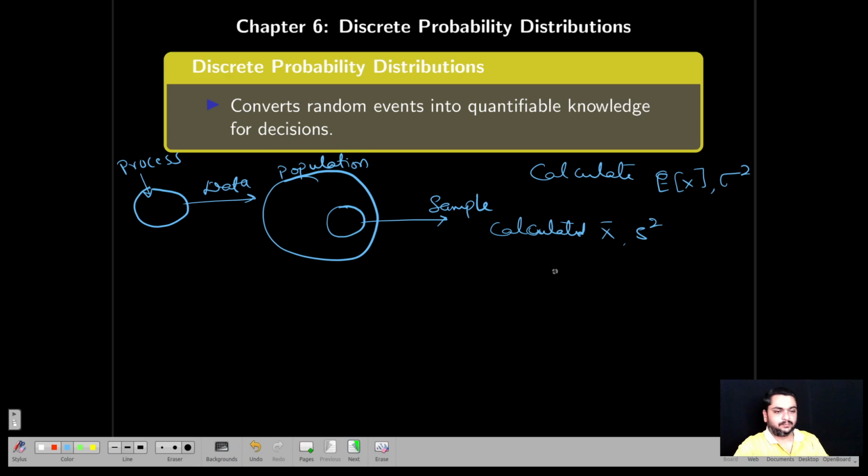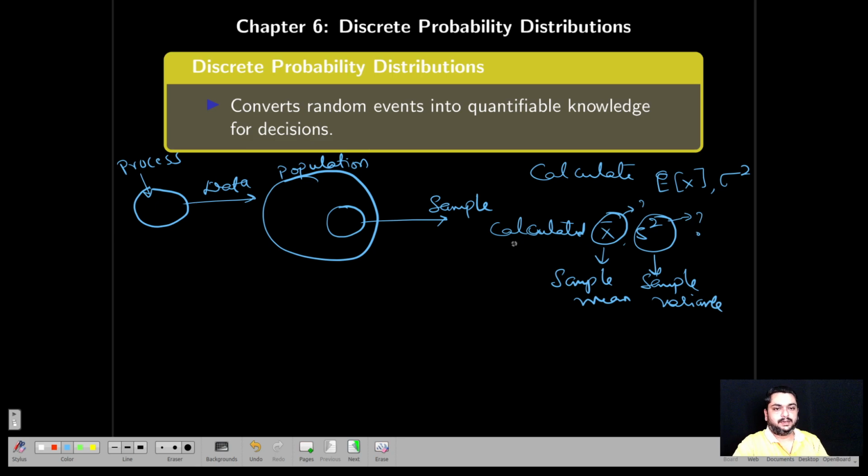Right? Then the entire probability concept measures how good this is. That is what you understood in the second chapter. Now, when you calculate the sample mean and sample variance, how you are going to calculate this is the question. How did you calculate this?